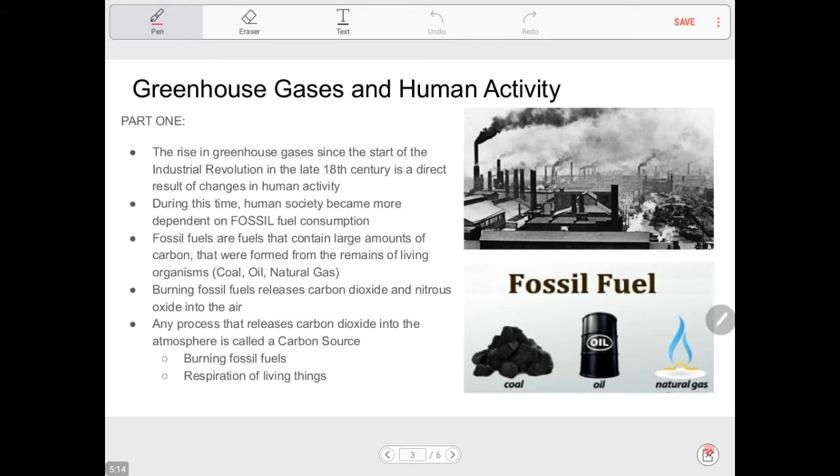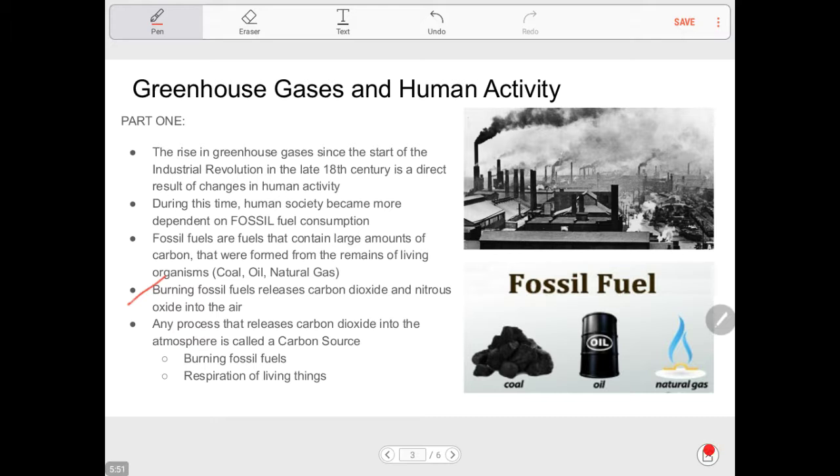Fossil fuels are fuels that contain large amounts of carbon, formed from the remains of living organisms. So we know about this. The coal, the oil, the natural gas is made up of carbon from old living organisms. We don't need to get into that too much right now, but the point is coal, oil, and natural gas contain huge amounts of carbon that used to be part of living organisms. This is important. Burning fossil fuels releases carbon dioxide and nitrous oxide into the air.